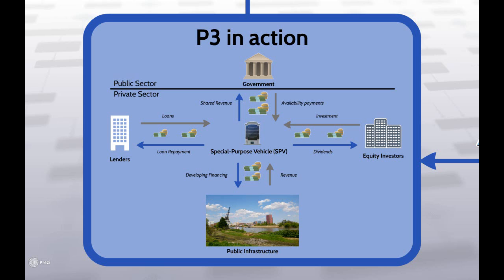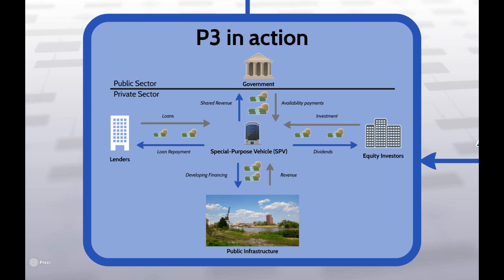Depending on the type of P3 agreement and the infrastructure asset, revenue generated from the infrastructure goes back to the special purpose vehicle, which is used to service loans and pay back dividends to shareholders. In some P3 arrangements, revenue may also be shared with the public entity. In effect, the public entity will maintain oversight over the asset to ensure the needs of the public are met.